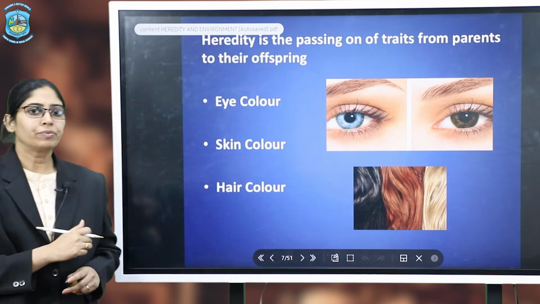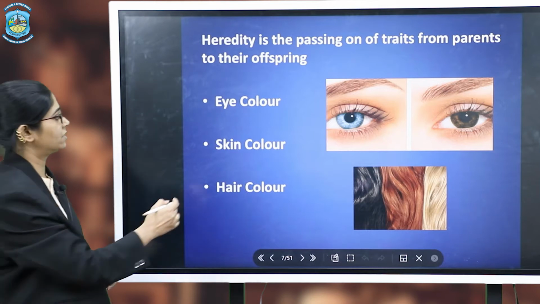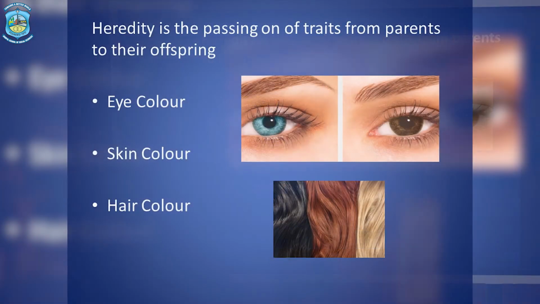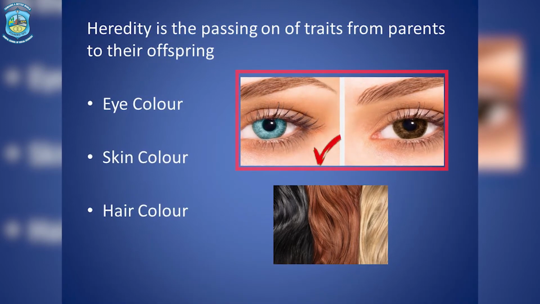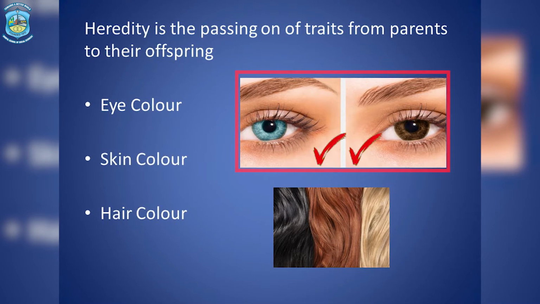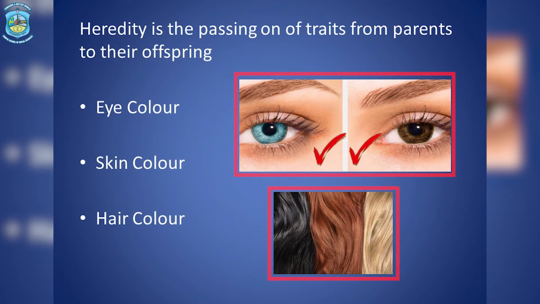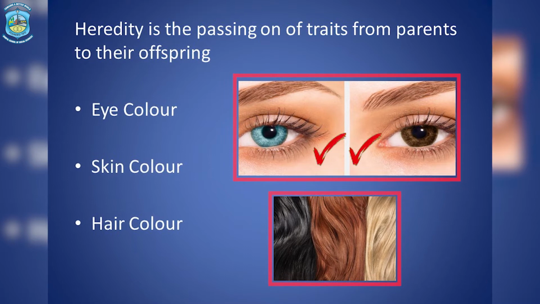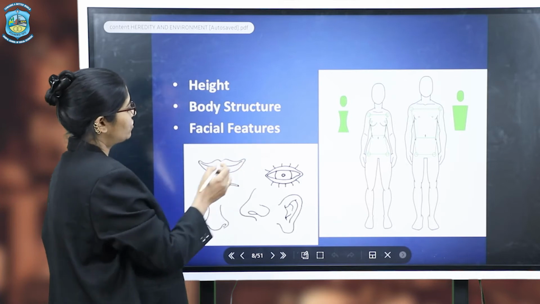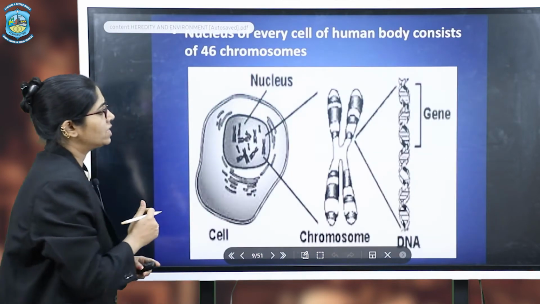Like we can see here in the picture, heredity is the passing on of traits from parents to their offspring. Like the eye color, skin color, there are two different skin colors, hair color, there are different types of hair colors which a human being has because of the heredity that is passed on from their parents to their offspring. Height, body structure, facial features. Now let us look in more detail at this heredity.